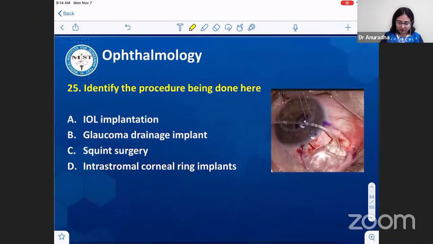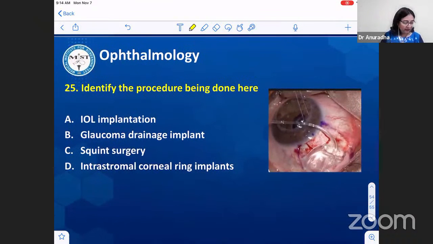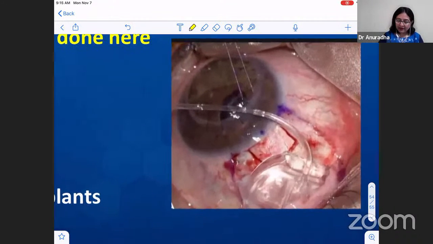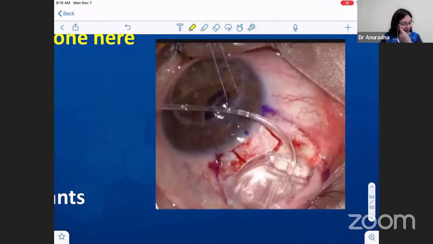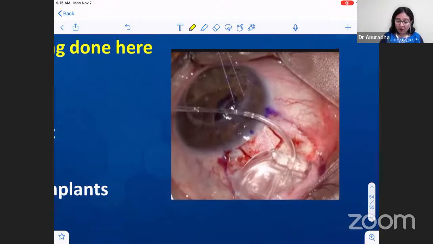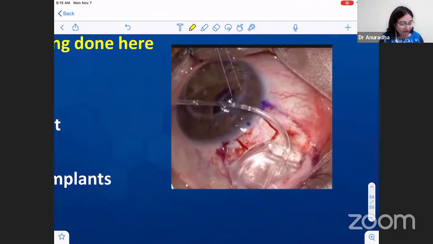First of all, let's go through the choices. IOL implantation, that is intraocular lens implantation, glaucoma drainage implant, squint surgery, intrastromal corneal ring implants. Now have again a look at the image. So what is this? Okay, great. Yes, guys, you are right. Most of you are right. It is glaucoma drainage device or glaucoma drainage implant or seton surgery.